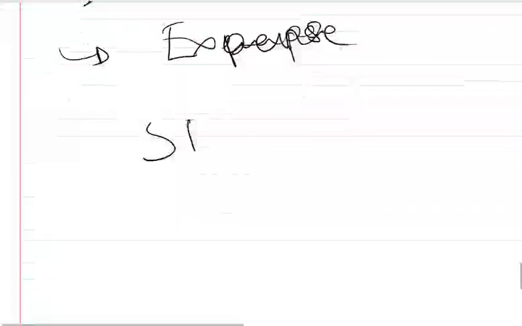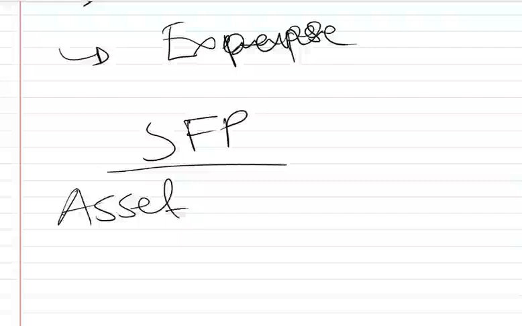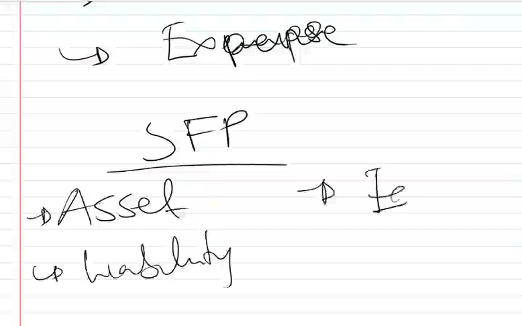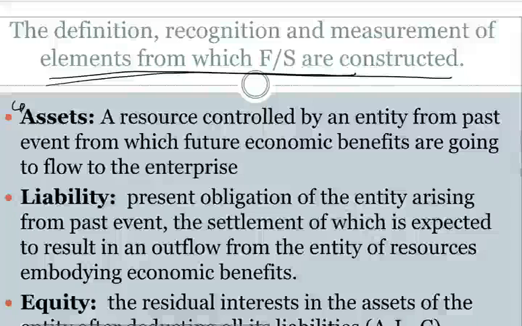And under statement of financial position, FPS, we have assets, liabilities, and equity. Now that we have identified the elements of financial statement, let us now define these elements. So let us start with asset.